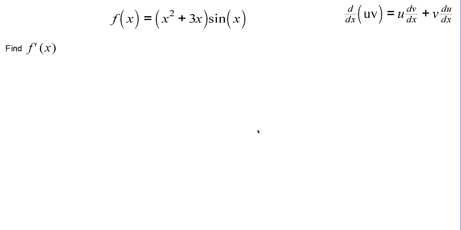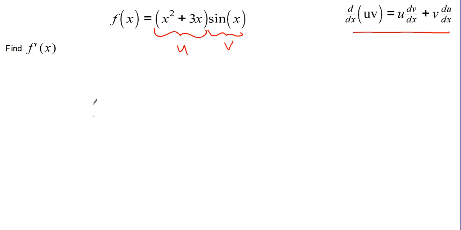In order to find the derivative of x squared plus 3x times sine x, we have to use the product rule because our function is a product of two different functions. Let u equal x squared plus 3x and v equal sine x. So we'll use the product rule, which says that the derivative of a product of two functions is the first function times the derivative of the second plus the second times the derivative of the first.